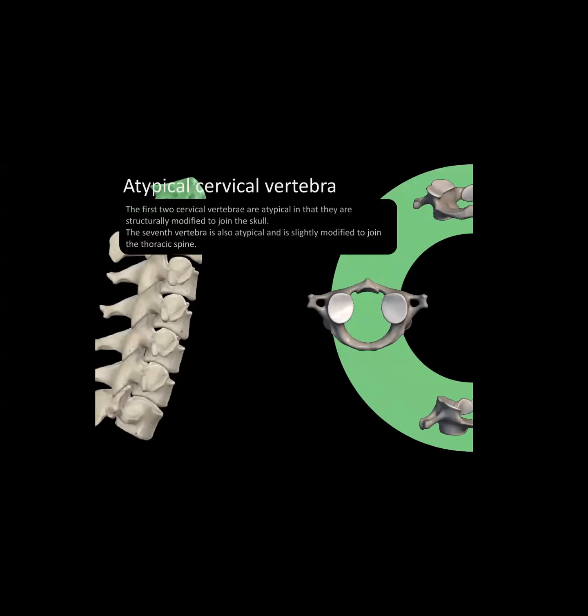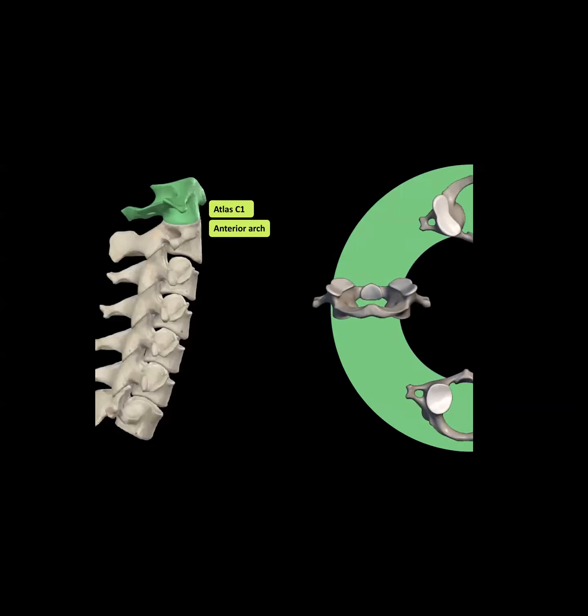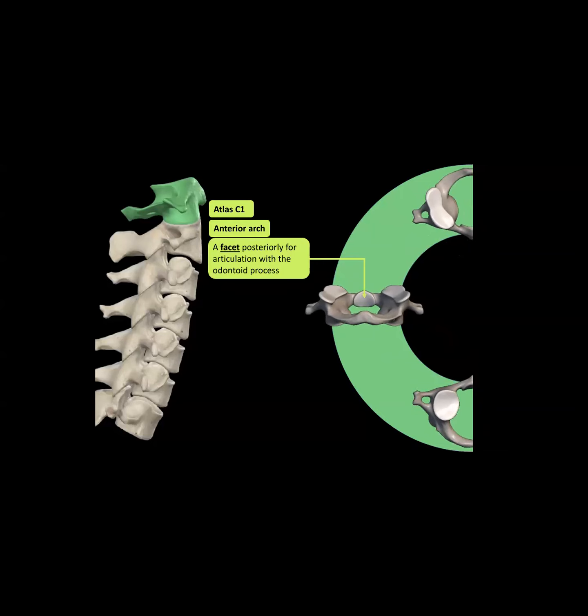Atypical cervical vertebrae. The first two cervical vertebrae are atypical in that they are structurally modified to join the skull. The seventh vertebra is also atypical and slightly modified to join the thoracic spine. The atlas, C1, has an anterior arch, which has an anterior tubercle on its anterior surface to provide attachment for the anterior longitudinal ligament, and a facet posteriorly for articulation with the odontoid process.